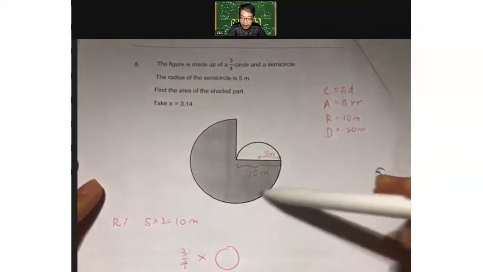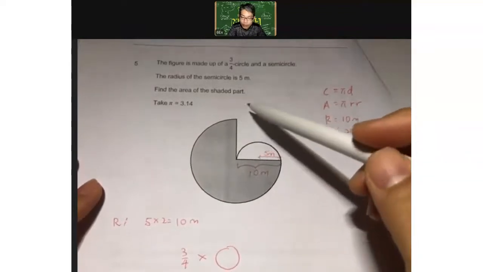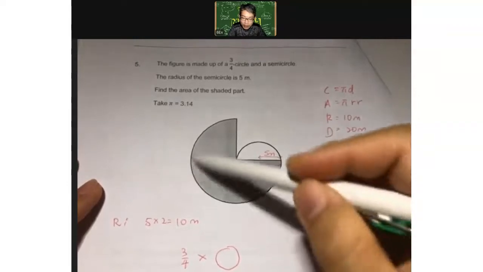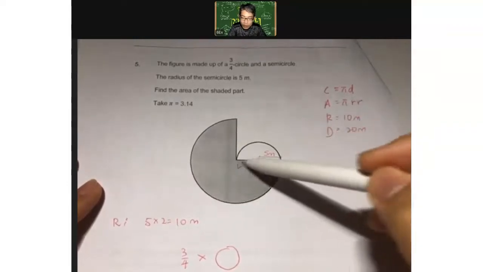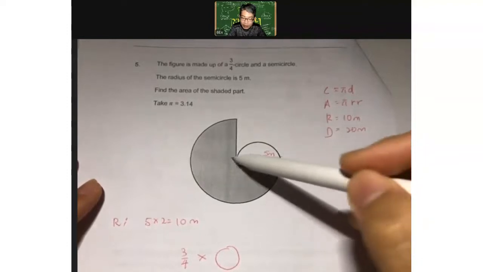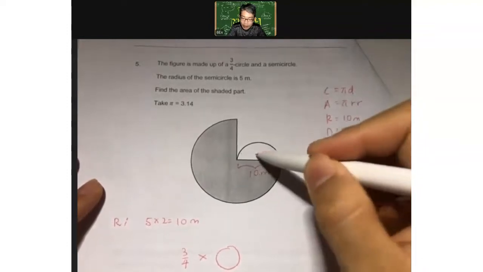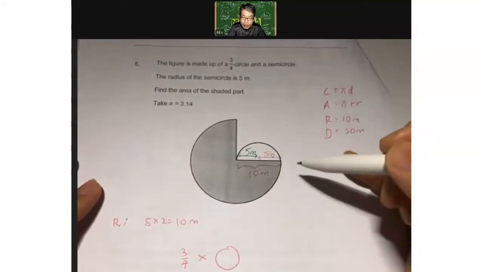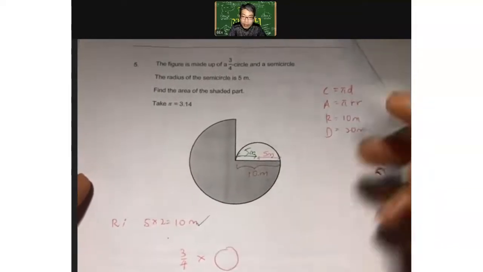So you're supposed to find the area of the shaded part, which is actually quite straightforward if you know the radius. Now, since the radius of the 3/4 circle wasn't given to you, you got to find it. And this radius of the 3/4 circle is actually the diameter of the semicircle. So how do you get 10? Well, 5 times 2, right? That gives you 10. So the first step is to find out what's the radius.